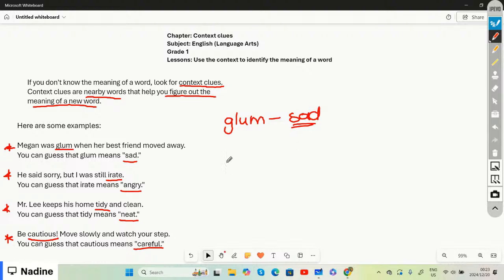The word irate is another word for angry. And without us knowing that the word is angry, we try to figure that out based on the sentence or the nearby words within that sentence that gave us an idea that this is the reason why she was still irate. It's because maybe of something that happened. So as much as he said sorry, the person is still angry.